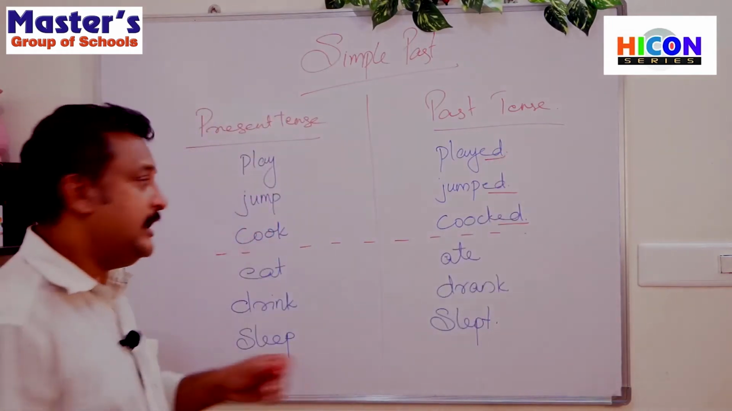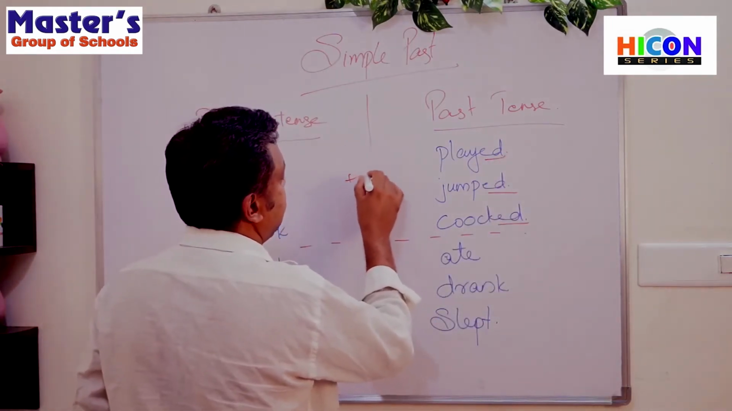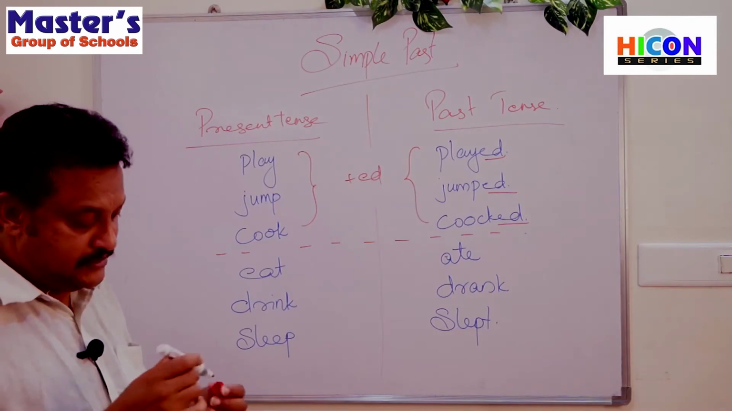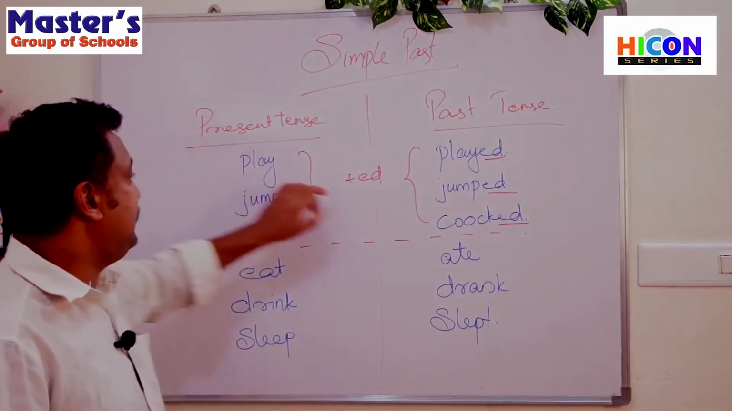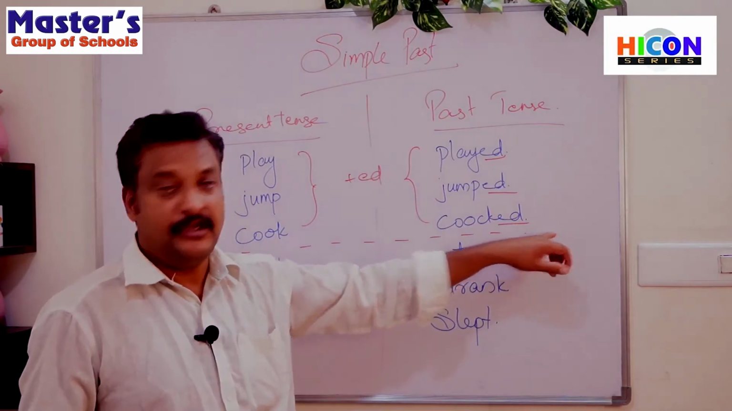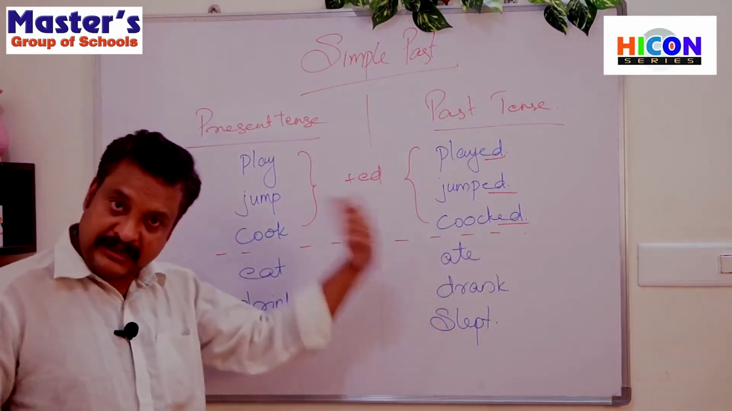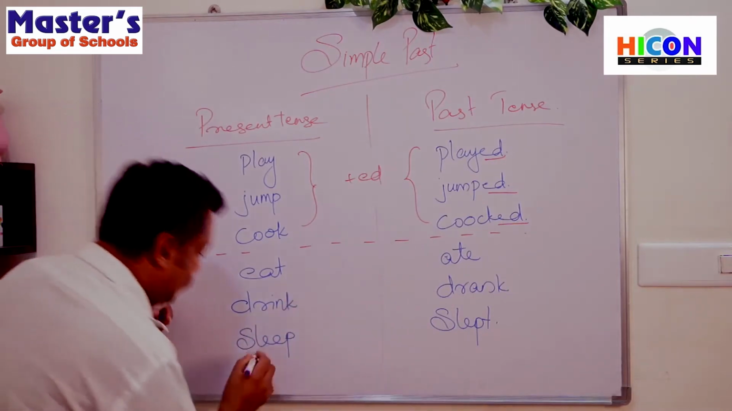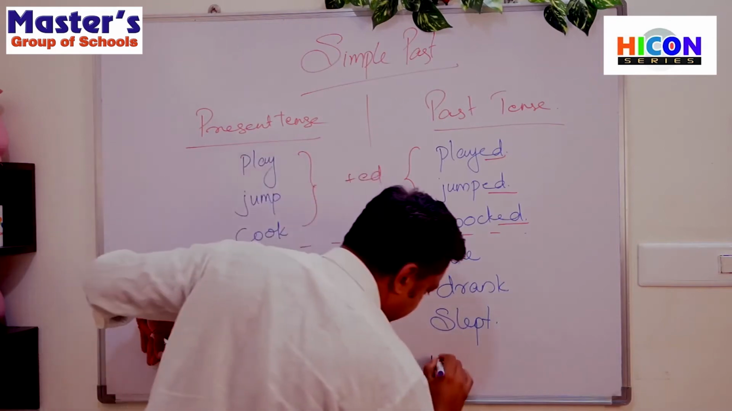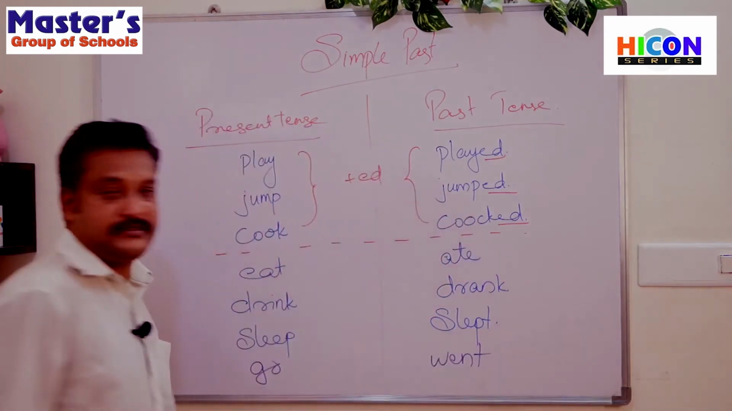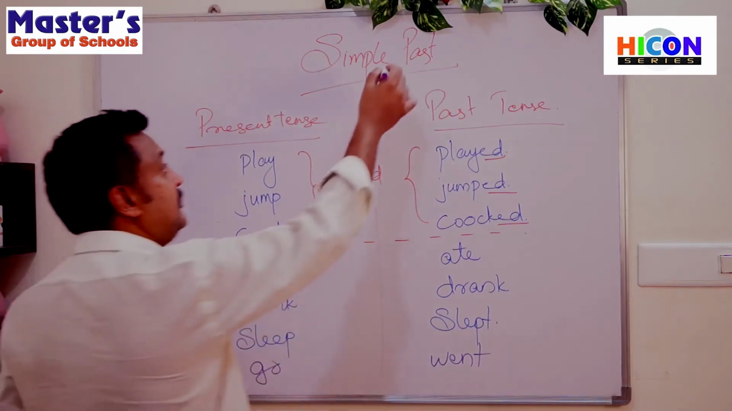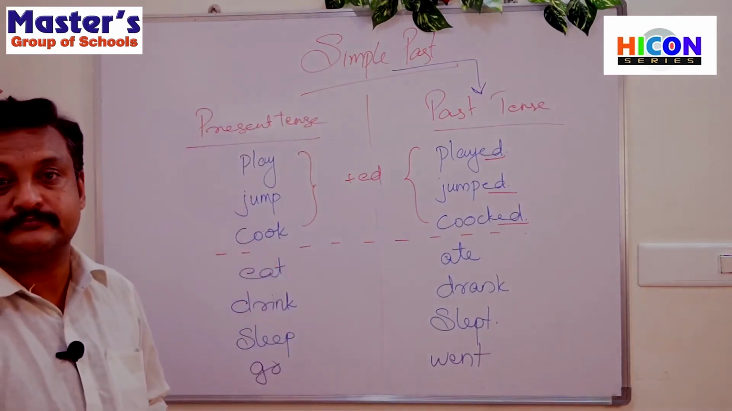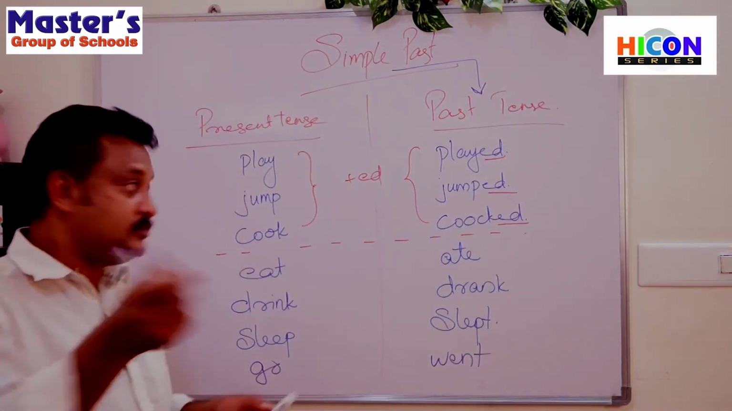What do they do? They add ed to form their past tense forms. Means with the verb, if we add ed, we will get the past tense form. But some verbs have different words in their past tense form. If we write go, we have went as the past tense. So in simple past tense, we will be using the past tense form of the verbs. Okay, so verbs have two different forms.